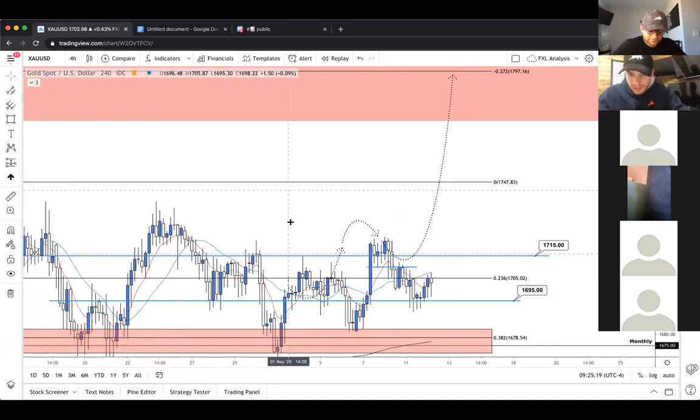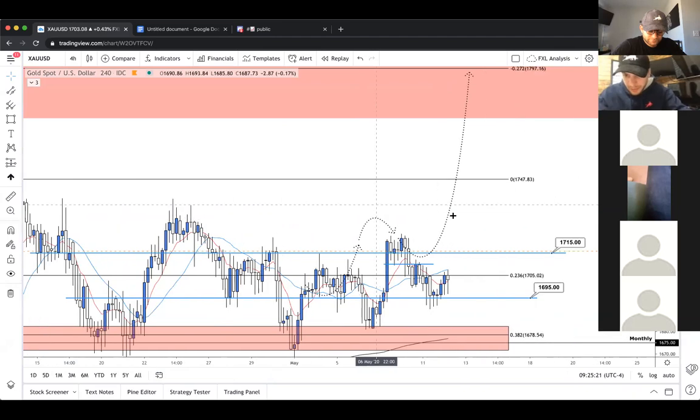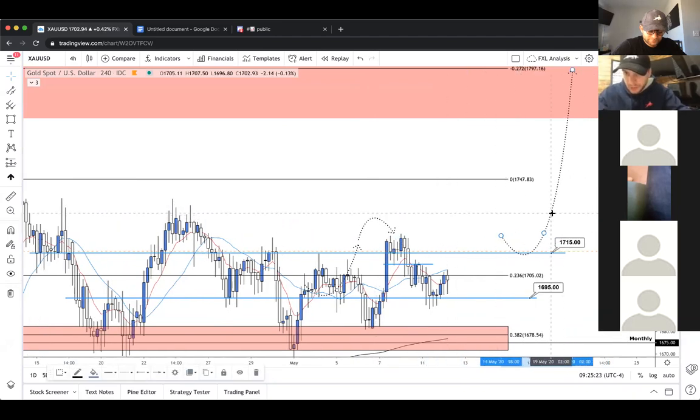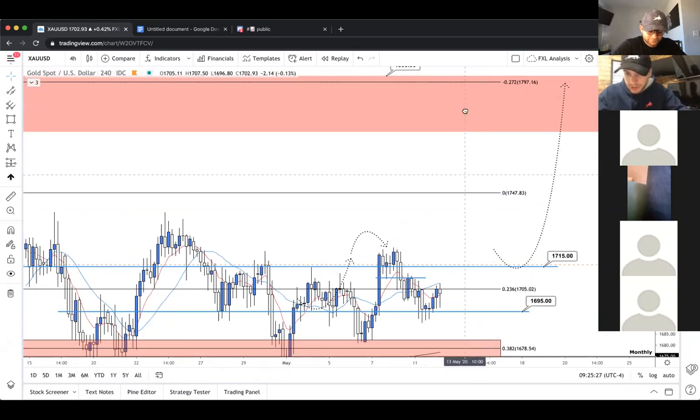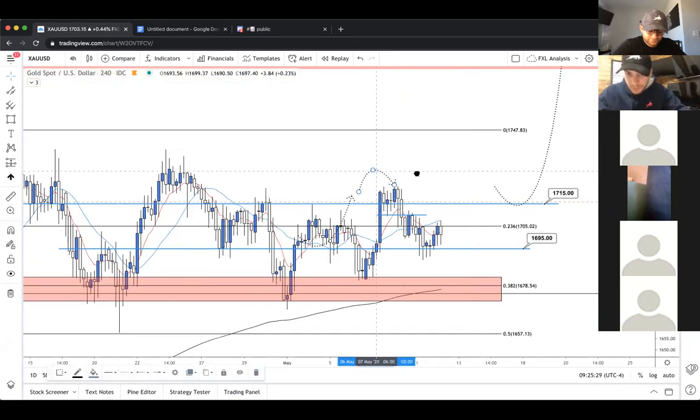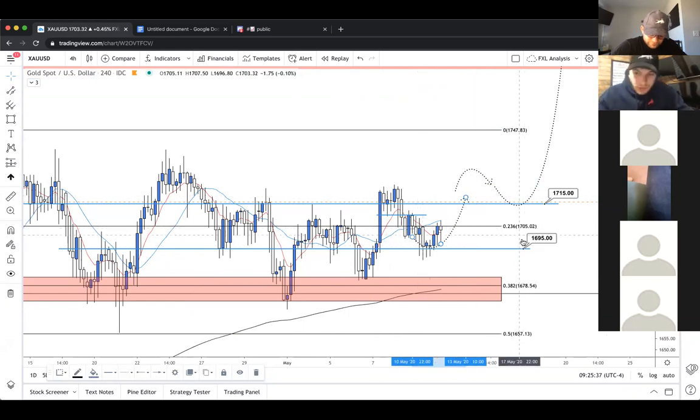So right now, we still want to see this play out. We're still targeting 1800, which is also where this negative 27 fib level is. So good target there. Very likely for it to hit that, and we still are waiting for something like this, right? I want to see a strong impulse move breaking 17.15. It's already holding at 16.95, so this level is confirmed pretty well.